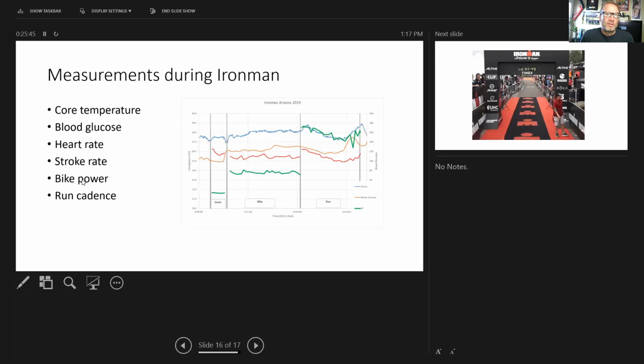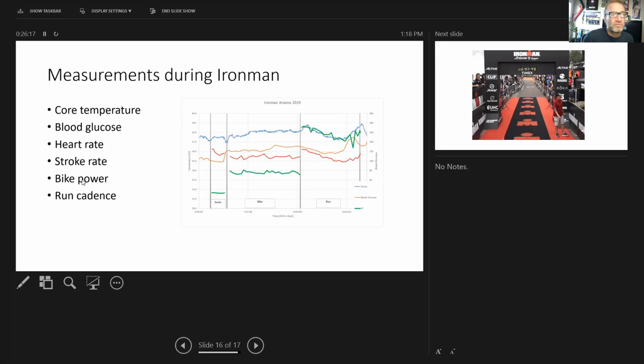Now, to sort of highlight some of the blending of different areas or pulling in from different areas, I have taken several measurements during different iron distance events. I've swallowed an ingestible core temperature pill. I've monitored core temperature, or I've analyzed core temperature data after a race. I've worn a continuous blood glucose monitor during an event to try to monitor what's happening at blood glucose levels throughout the race. Obviously, with wearable technology, it's easy to measure heart rate.